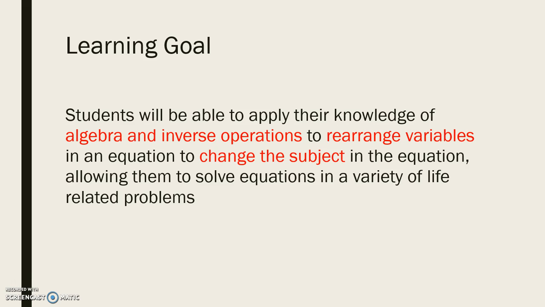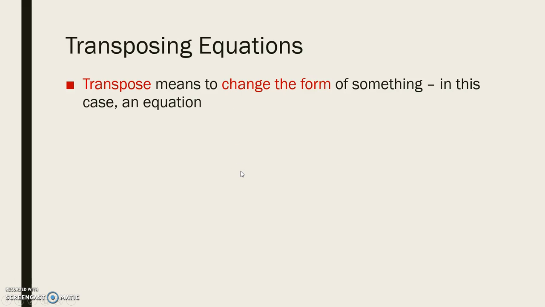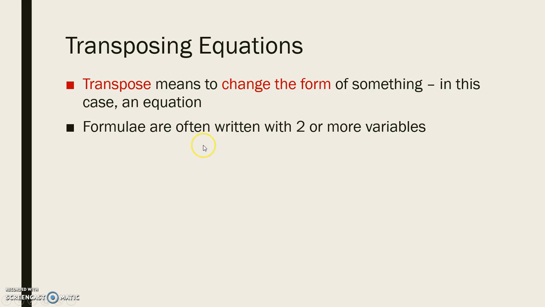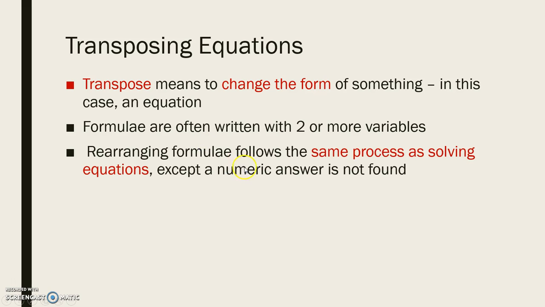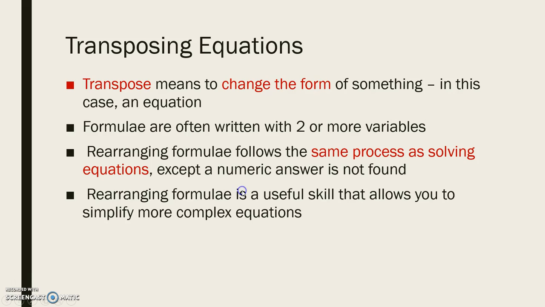The only difference here is that we're not actually solving the equation, we're just rearranging the equation. So transpose means to change the form of something, in this case the equation. In these cases, formulae often have two or more variables, and what we're trying to do is isolate one of those variables, make it what we call the subject of the equation. It's a useful skill that allows us to simplify more complex equations and see how we can manipulate them and combine them with other equations.